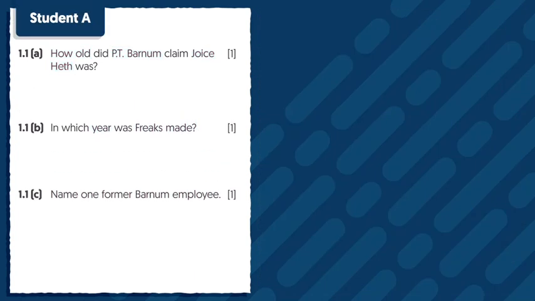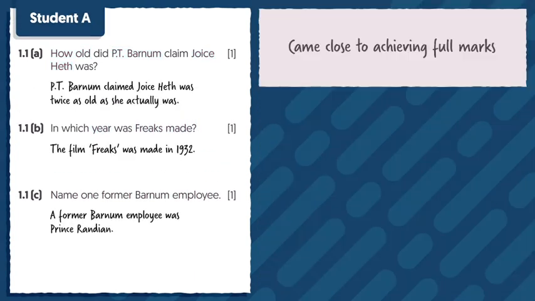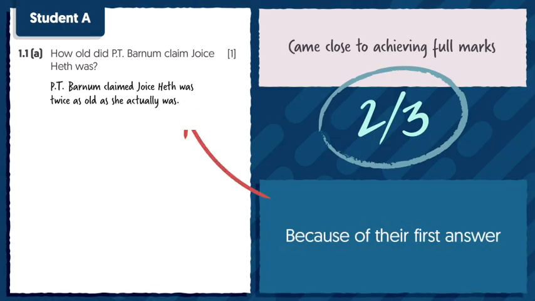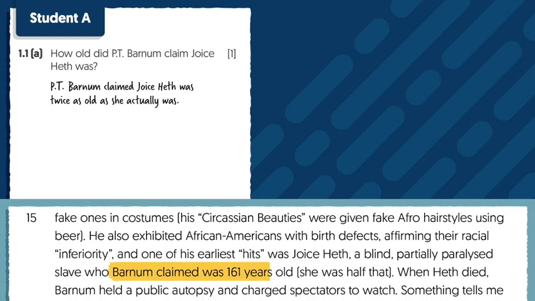Now let's look at how student A has done. Student A came close to achieving full marks. They received 2 marks out of the possible 3. This is because of their first answer, which they didn't get a mark for. If we look at the text, we can see the answer is clearly written. Barnum claimed she was 161 years old.